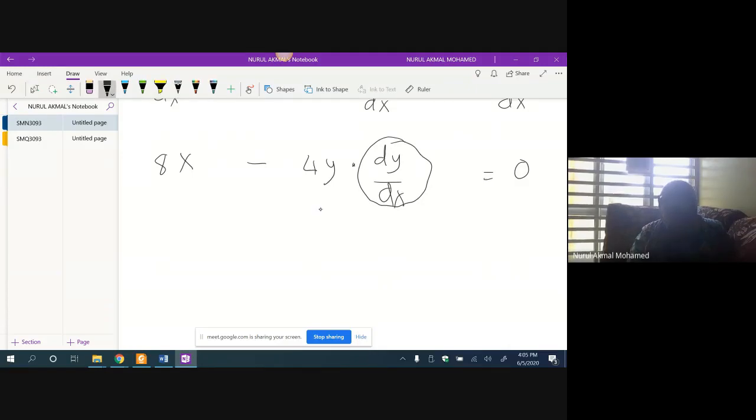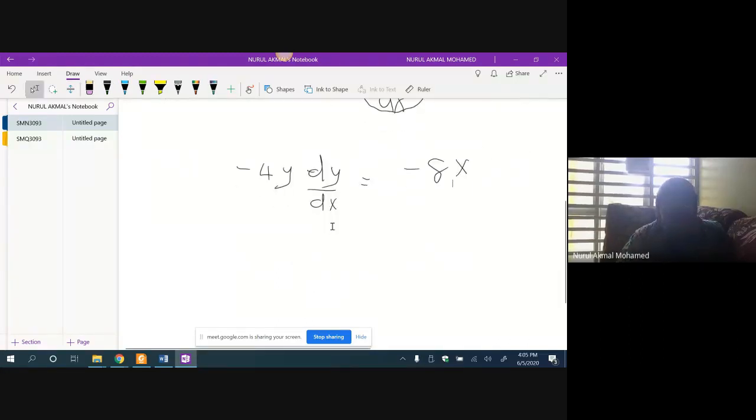So you transfer everything to the right-hand side and get negative 4y dy dx is equal to negative 8x. So your dy dx is equal to negative 8x divided by negative 4y, which gives you 2x divided by y.